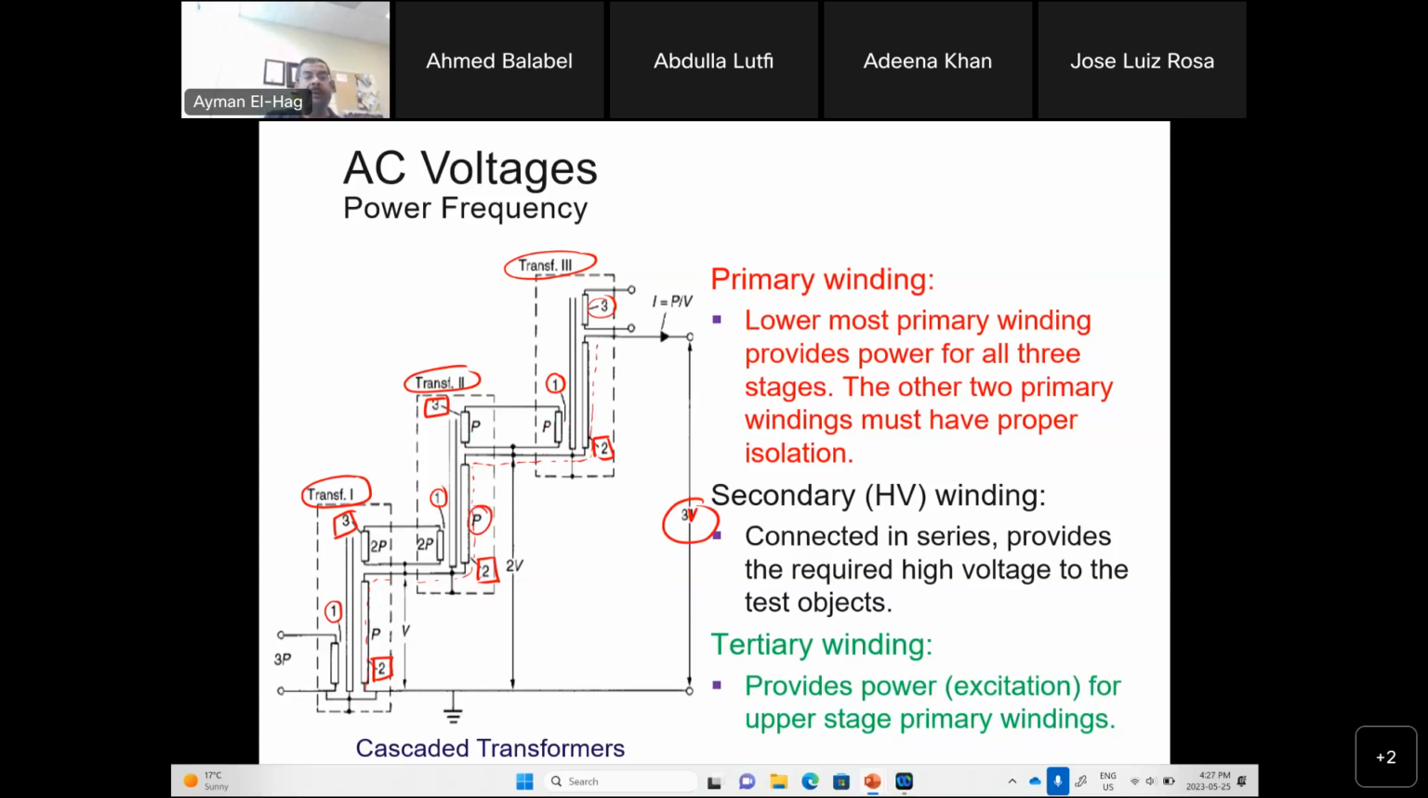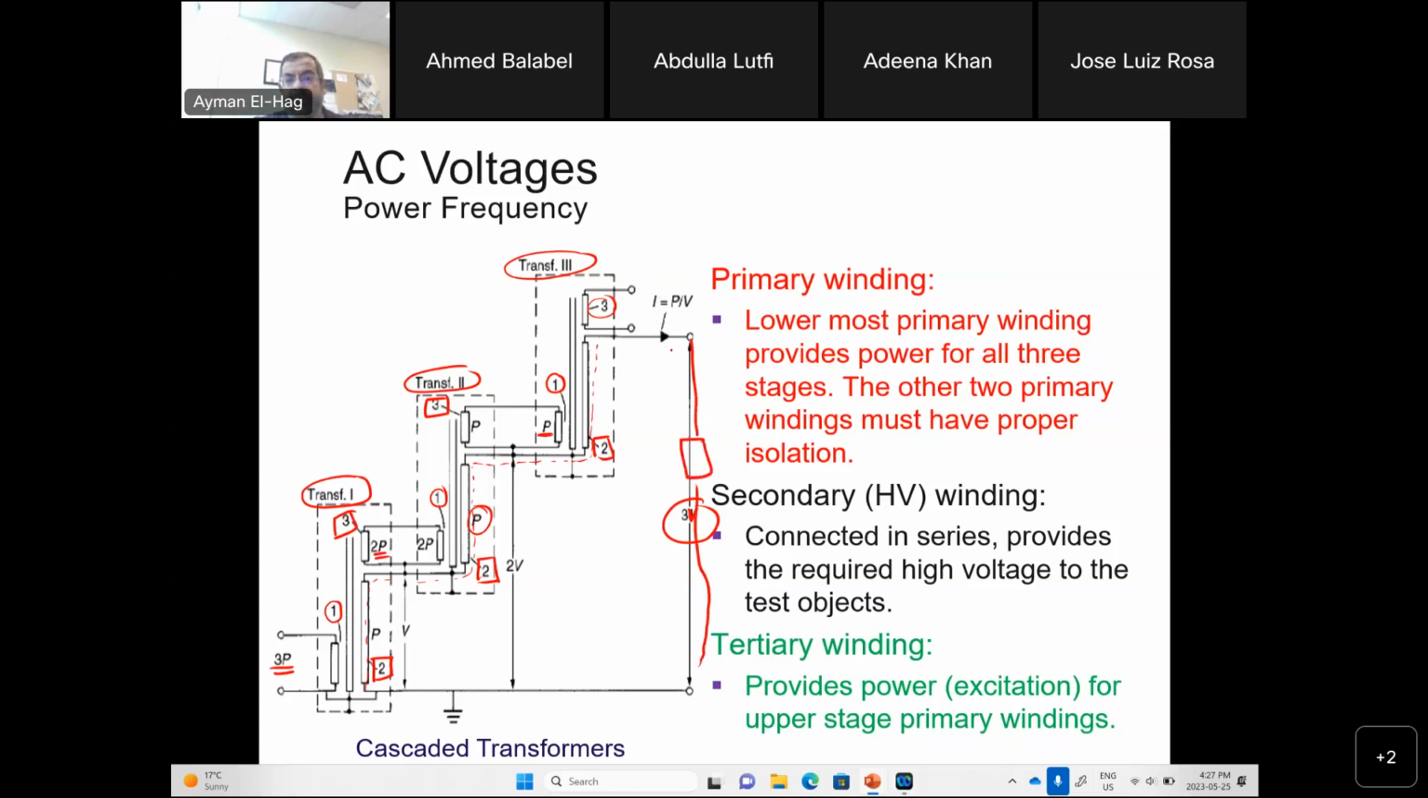Now, what are this 3P, 2P, and P here? Every transformer will have a certain loading. When you connect, let's say you are testing here, you are connecting your load here. This is your load here.